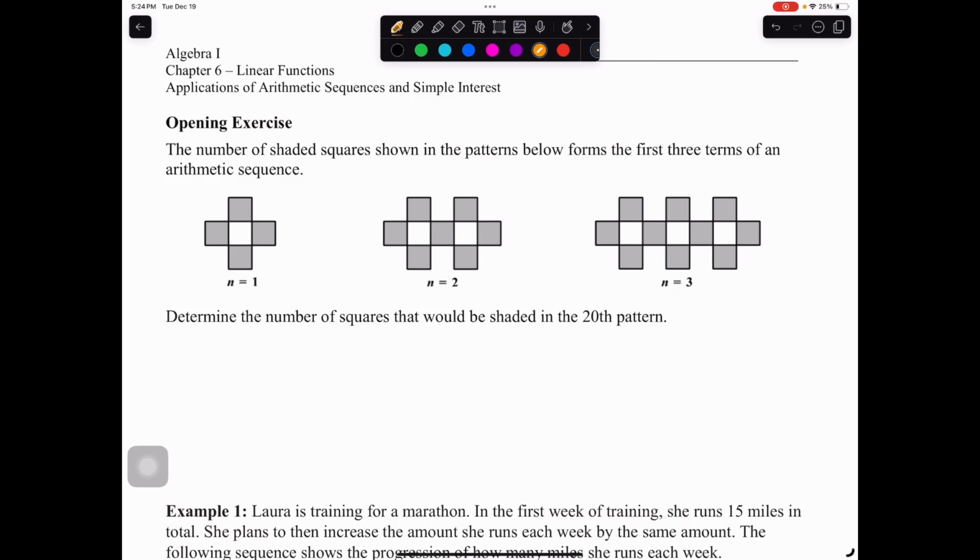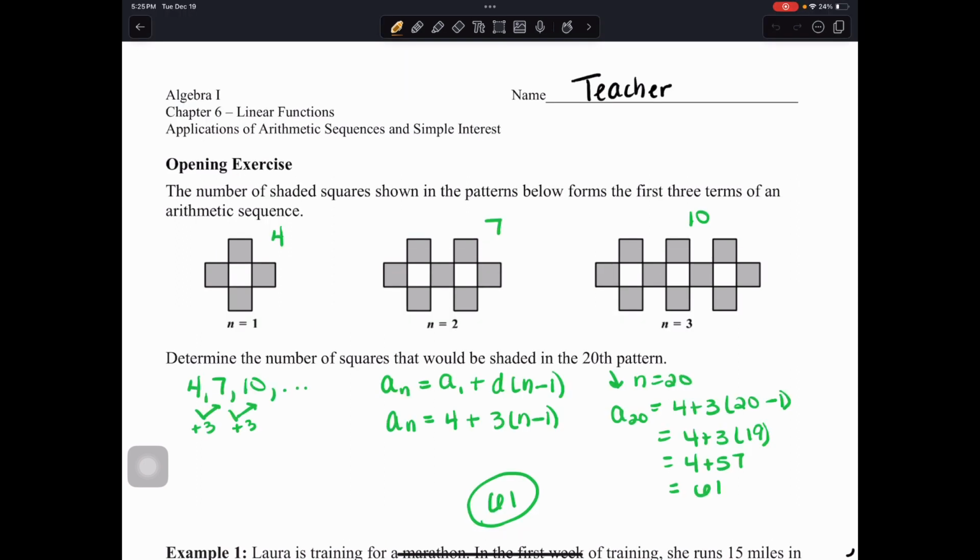Today's lesson is called Applications of Arithmetic Sequences and Simple Interest. So I'd like you to start by completing the opening exercise, which is a review of our previous lesson. Pause the video, try the question on your own, and then resume the video to go over the answers. Okay, so now that you had a chance to try on your own, let's take a look.